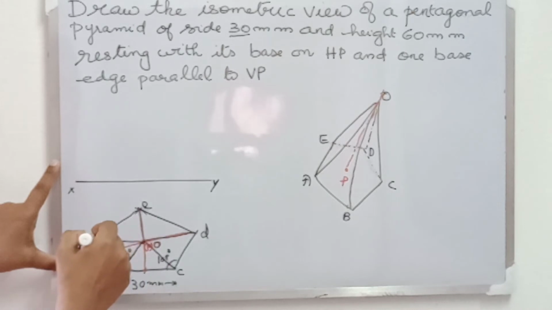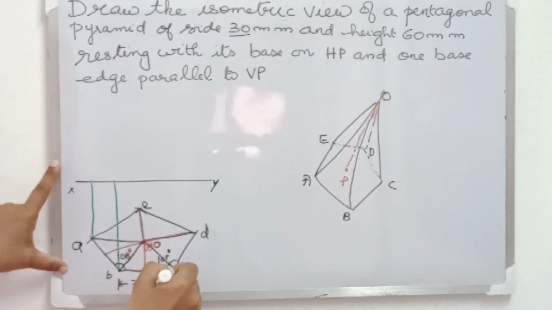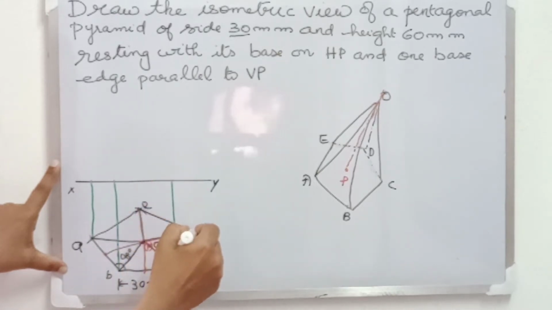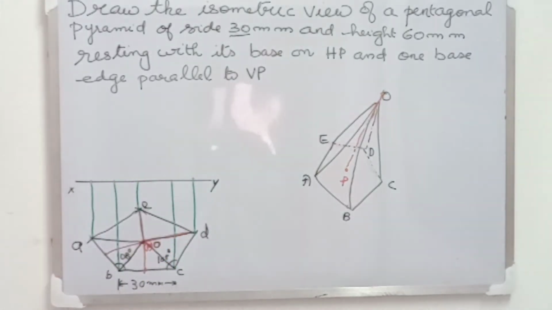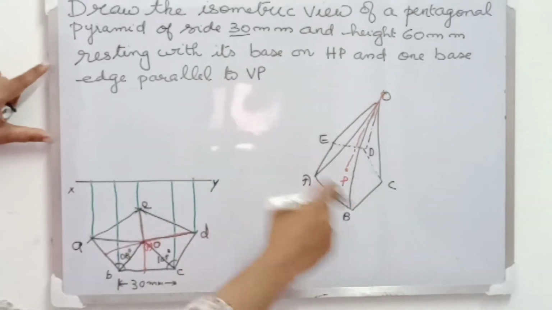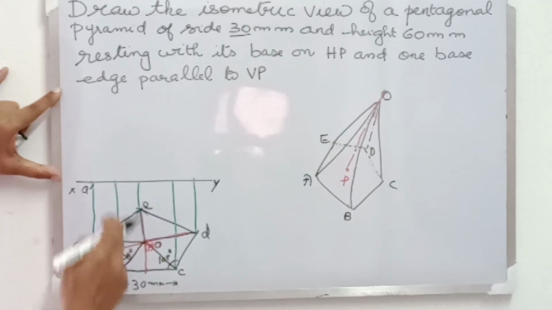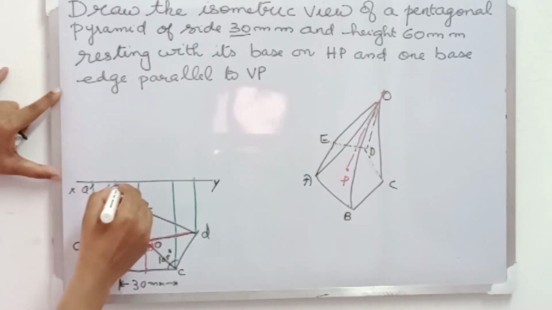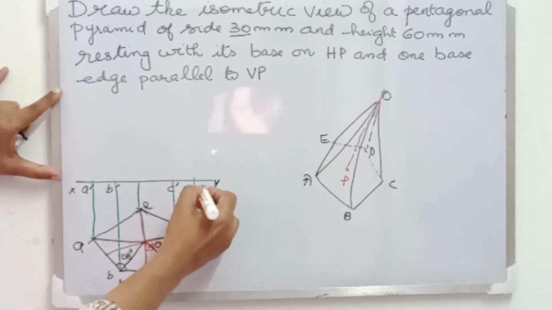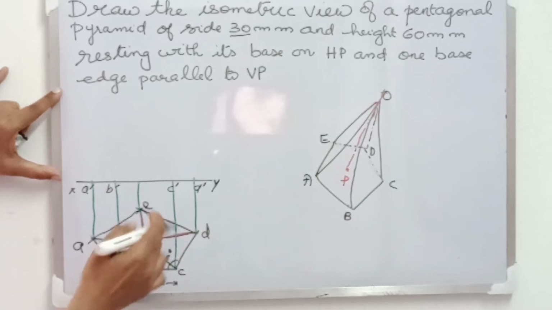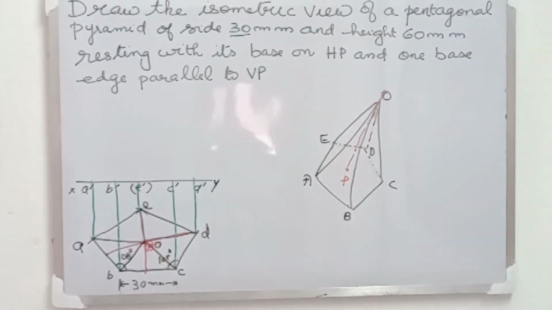Next, to draw the front view, let us project all these points onto the XY line. So projecting A, B, C, D and E using thin lines. As the base of the pyramid is resting on the HP, all these points A dashed, B dashed, C dashed, D dashed and E dashed will be lying on the XY line itself. A, B, C and D are visible, but E is hidden, so let us put that in the brackets.